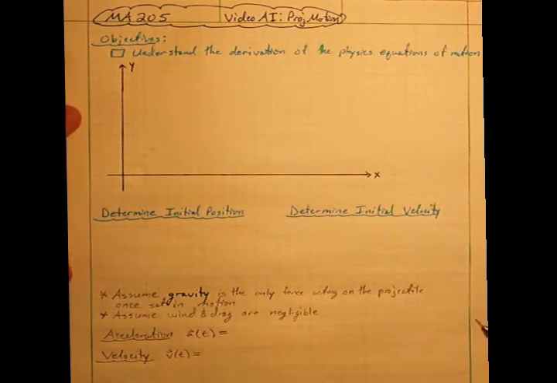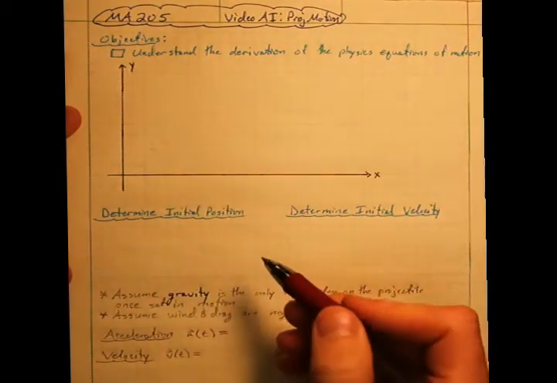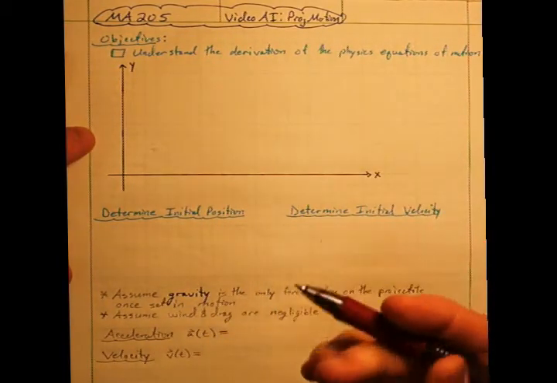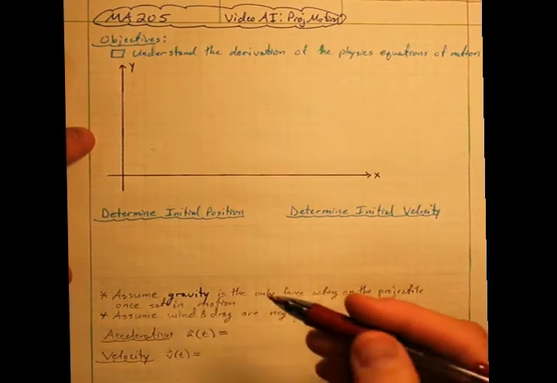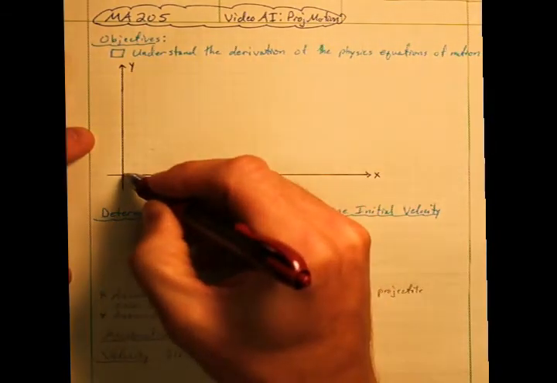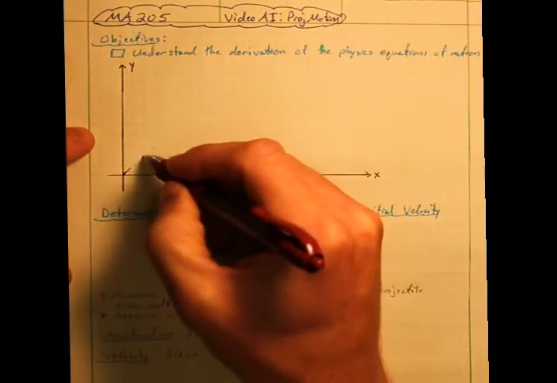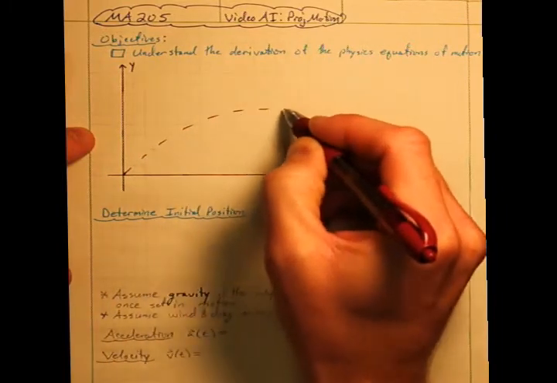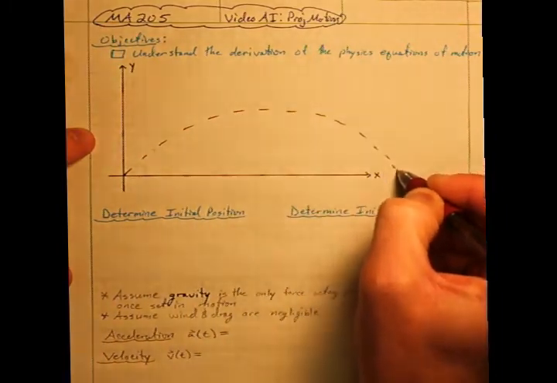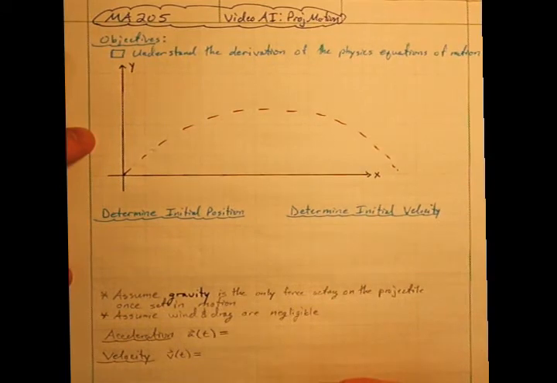The first lesson objective is to understand the derivation of the physics equations of motion. Okay, so given an xy axis, and if we're dealing with parametric equations, it's a function of time. So let's assume we have some projectile leave from the origin, in which case it takes a parabolic flight path.